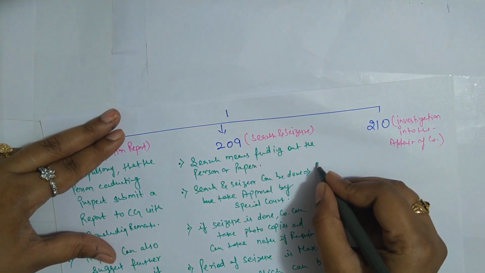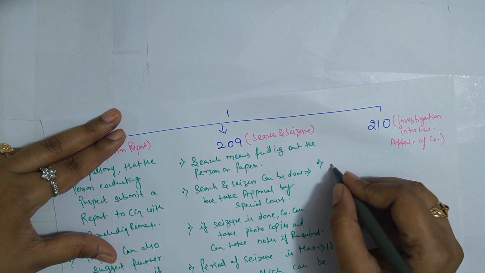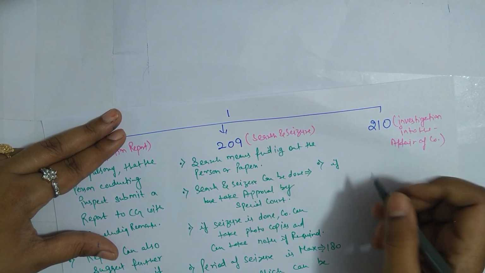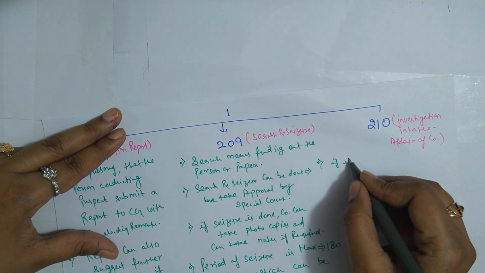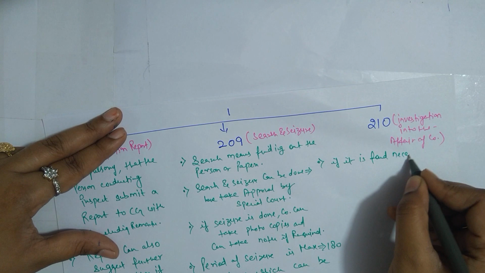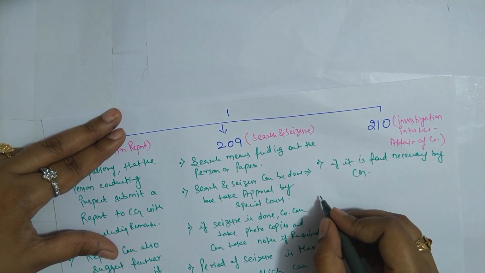Fine. Next, section 210, investigation. See, first of all, the important thing which you have to remember is that investigation can take place if it is found necessary, and by whom? By central government. If it is found necessary by central government. Fine.